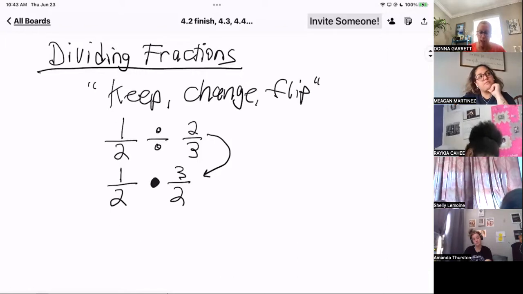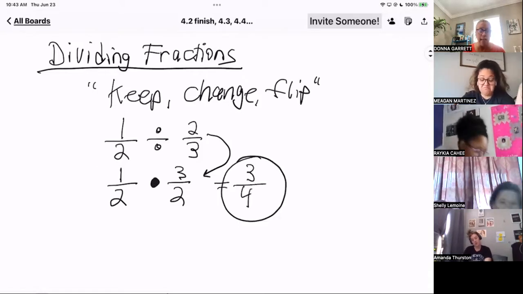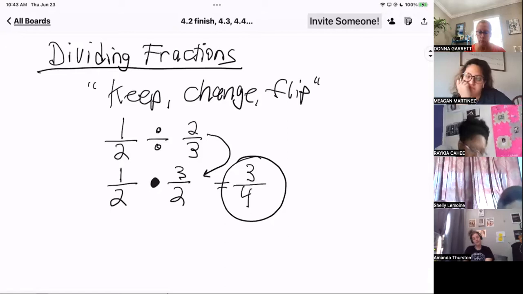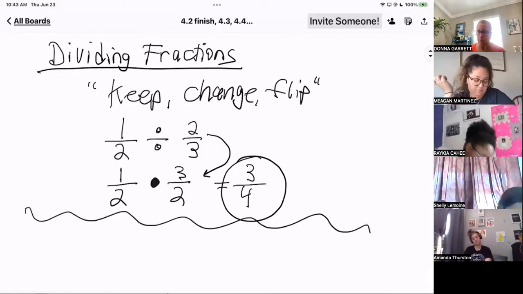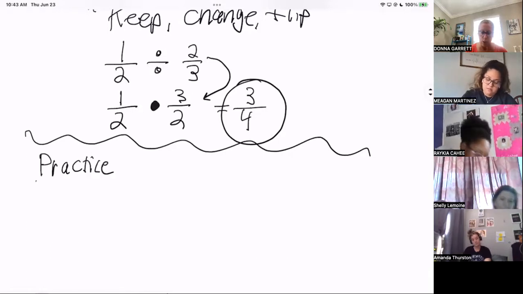And then once you do that, we're just doing multiplying. So 1 times 3 is 3, 2 times 2 is 4. Done. So dividing fractions is nothing bigger than just multiplying. We just have to fix it first. So let's look at a couple. Practice. Since we got really good at multiplying, we can just go right to practice.